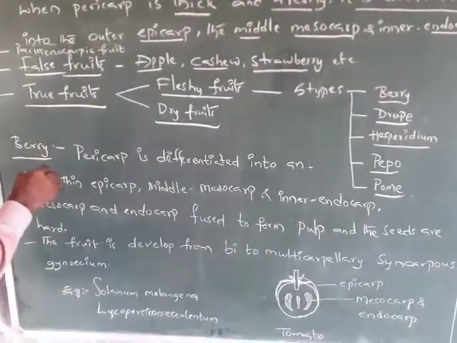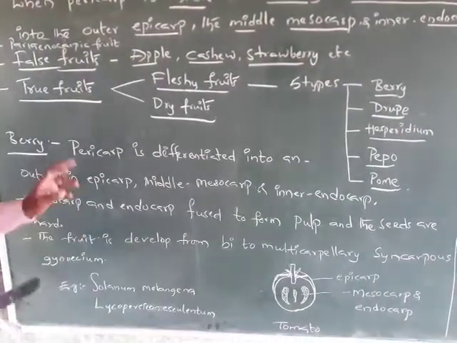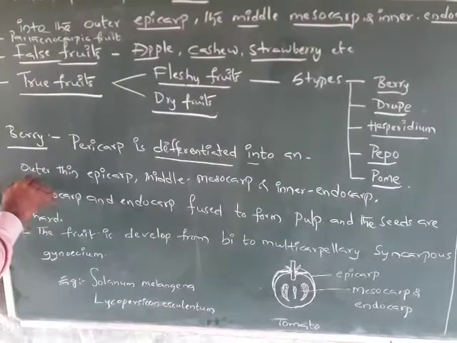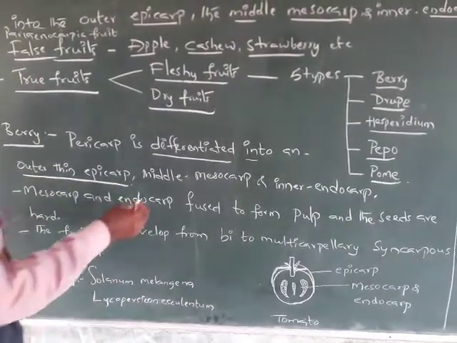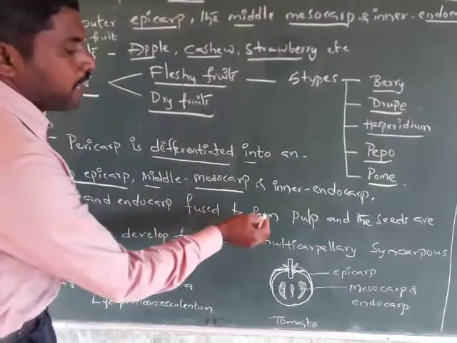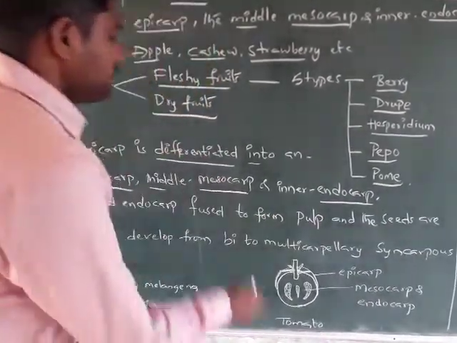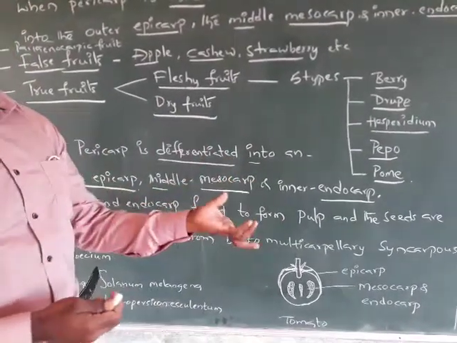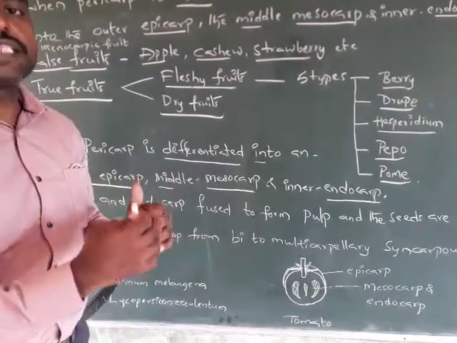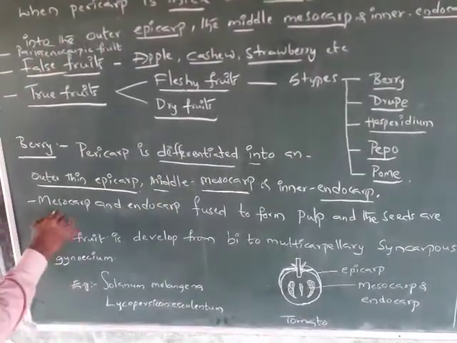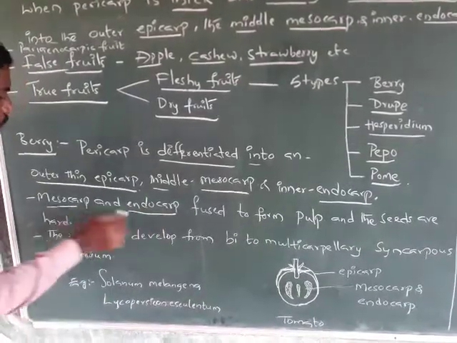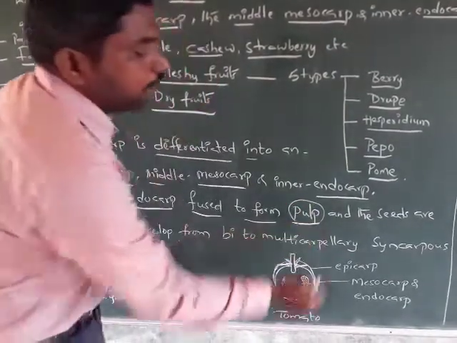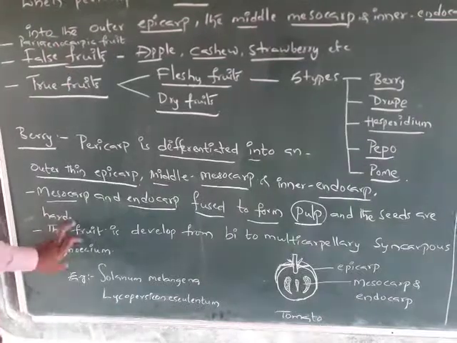The first one is the berry. Here the pericarp is differentiated into an outer thin epicarp, a middle mesocarp, and an inner endocarp. The mesocarp and endocarp fuse to form pulp, and the seeds are hard.